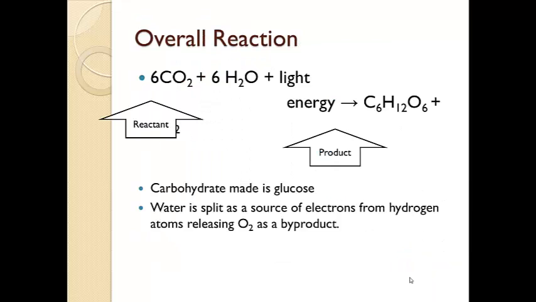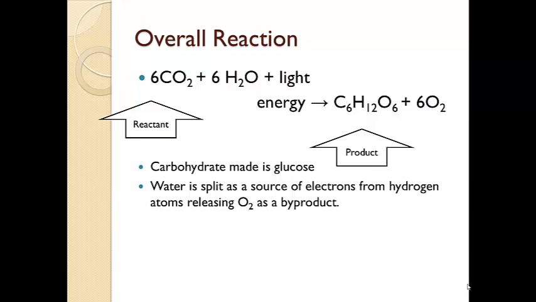Okay, so the overall reaction is 6CO2 plus 6H2O plus light energy yields C6H12O6 plus 6O2. So the reactants are carbon dioxide and water, which go in, plus the light energy, and out comes sugar and oxygen. Carbohydrate is made of glucose, basically, and water is split, and that's how the energy is created in order to make the sugar. We will talk about this in depth tomorrow in class or whenever I see you again. Just make sure you understand the overall reaction and the two stages of photosynthesis.